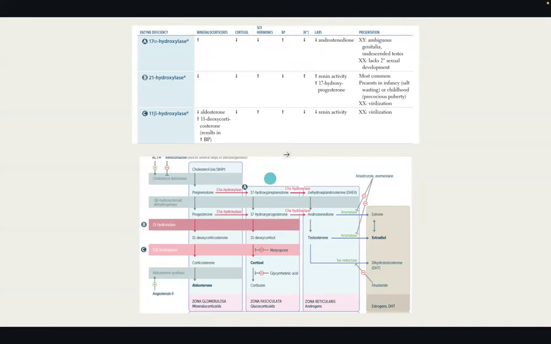Androstenedione, again, you've inhibited your 17 alpha hydroxylase. You can't do your pathway. I'm not going to have androstenedione or DHEA. They're going to be decreased. So what would this look like clinically?